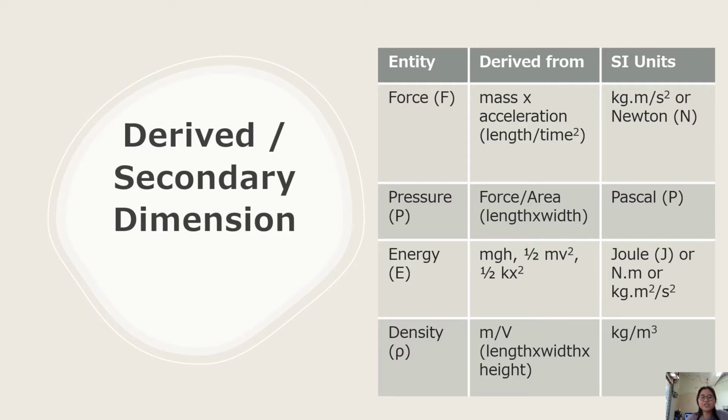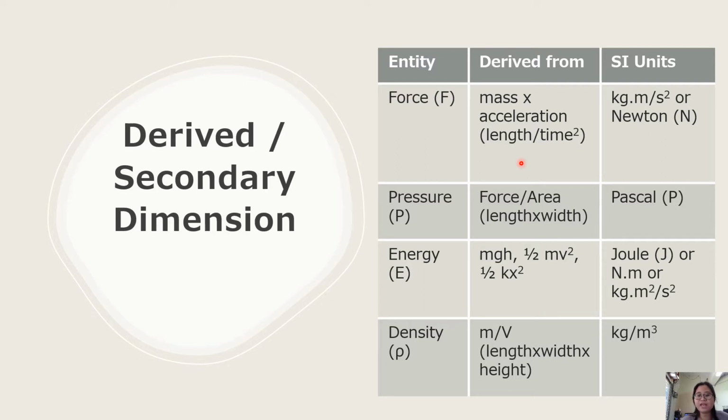As for the derived or secondary dimensions, they can be expressed or derived from fundamental dimensions. Say for instance, force. It is derived from mass times acceleration, where mass is a fundamental dimension, and acceleration is derived from length over time squared. And length and time are both fundamental dimensions. And the SI unit for force is the Newton, where 1 Newton is equivalent to kilogram meter per second squared.